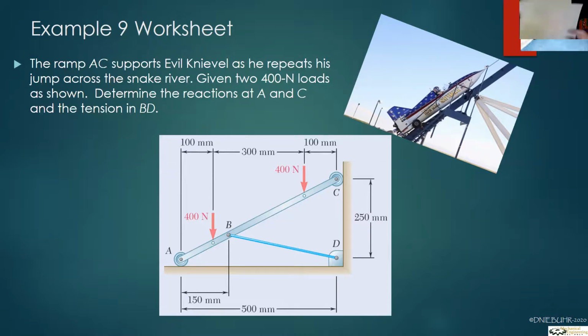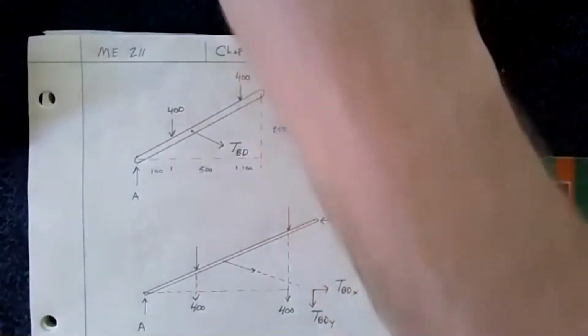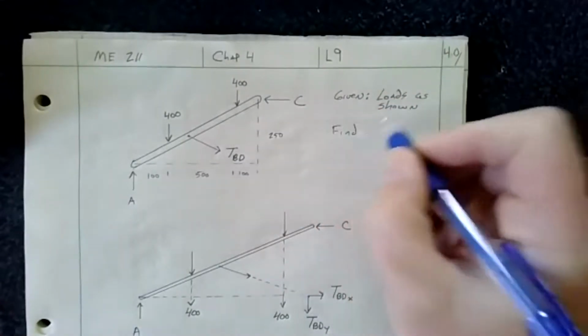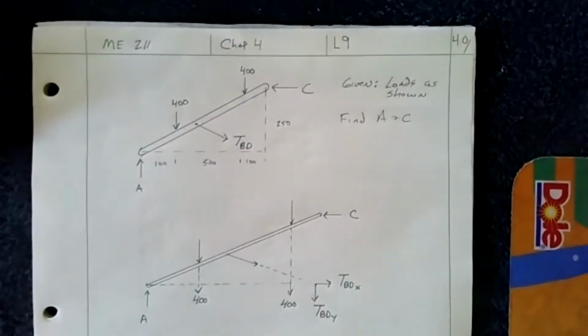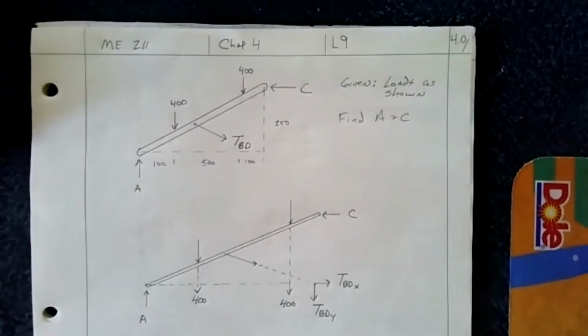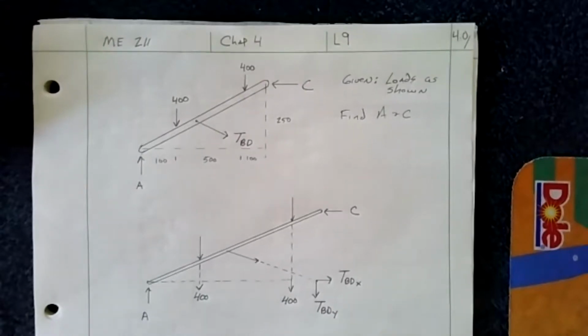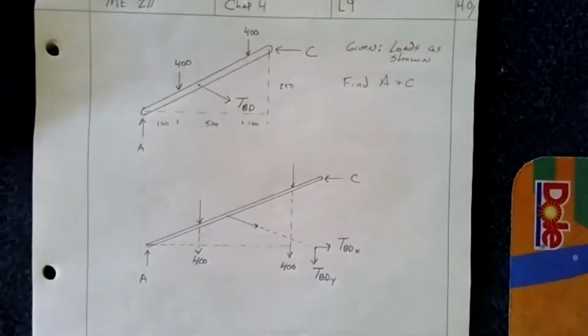So go ahead and look at the problem to begin with. So given the loads as shown, we want to find A and C. All right. So how do we do this? Now, this problem's a little more geometry than anything, I'd say. So I'm going to go ahead and show you the drawing that I made.